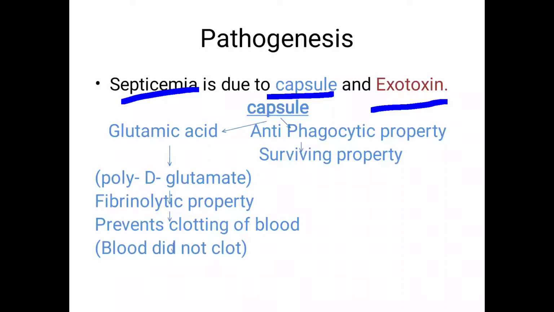The capsule of the Bacillus anthracis has two main important properties. One important property is that it is fibrolytic in nature, and another one is its antiphagocytic property.